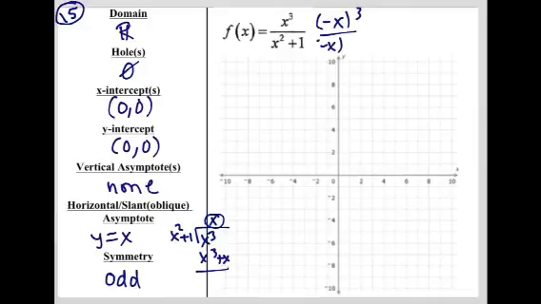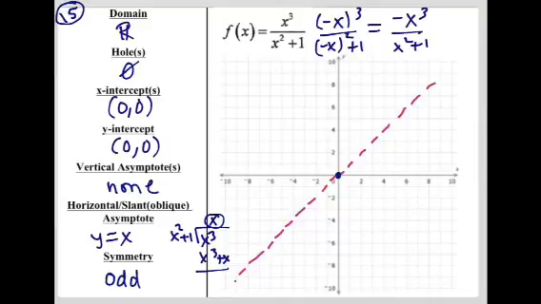This one is actually odd, okay, because when you replace x with negative x, you have to do it at all the x's. The numerator is negative x cubed and the denominator is x squared plus 1. So the denominator stayed the same and the numerator is the opposite. So that means that overall, you get the opposite of the original. So it's an odd function.